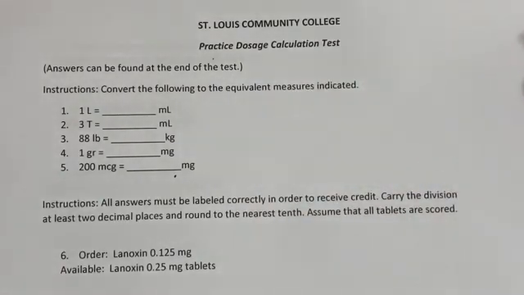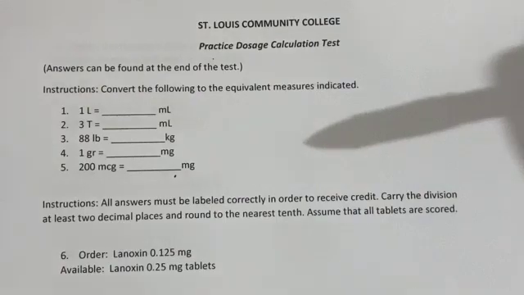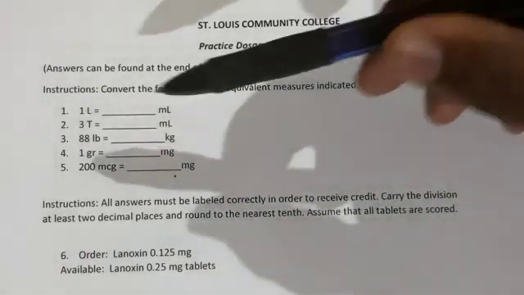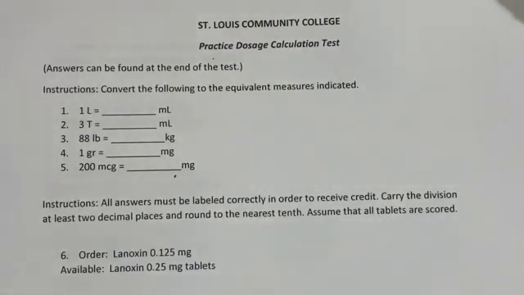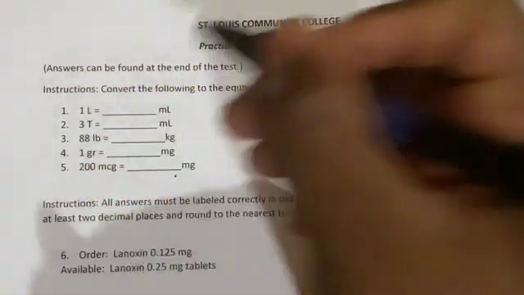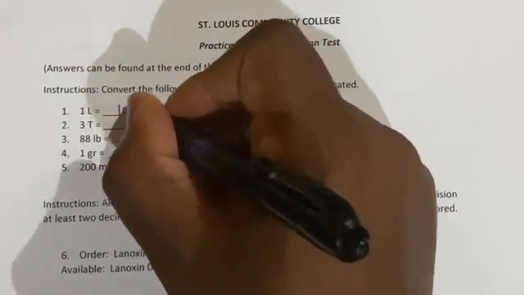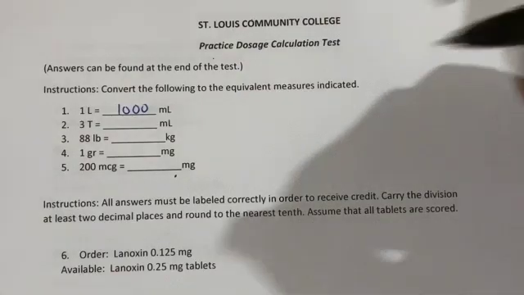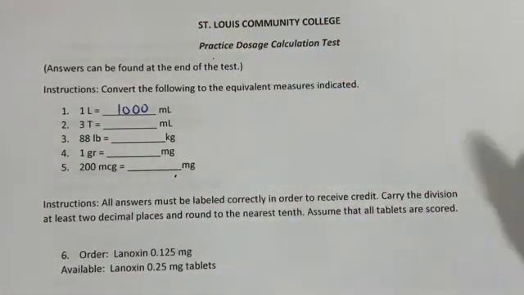So the first one is saying convert the following to the equivalent measures indicated. So 1 liter is how many ml? Those are straightforward questions. We know 1 liter is the same as 1,000 ml. 3 tablespoons is equal to how many ml?